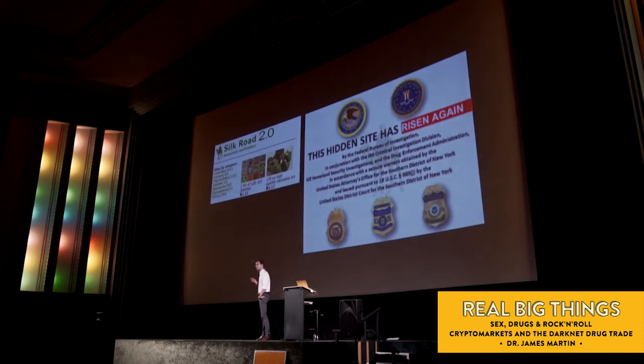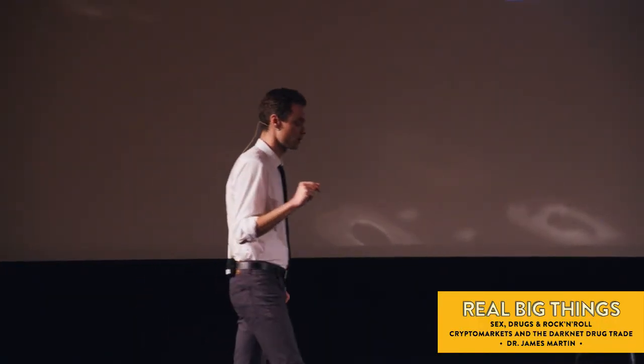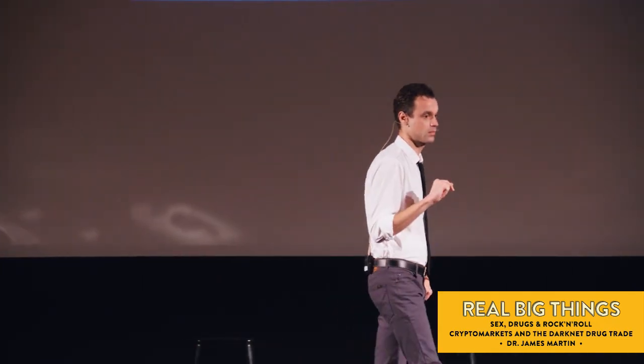Less than a month later, Silk Road 2 was up and running, and very quickly eclipsed in size Silk Road 1. Okay? Silk Road 2 had, just before it was shut down, about a year after it was initially run, around 17,000 different drug listings.